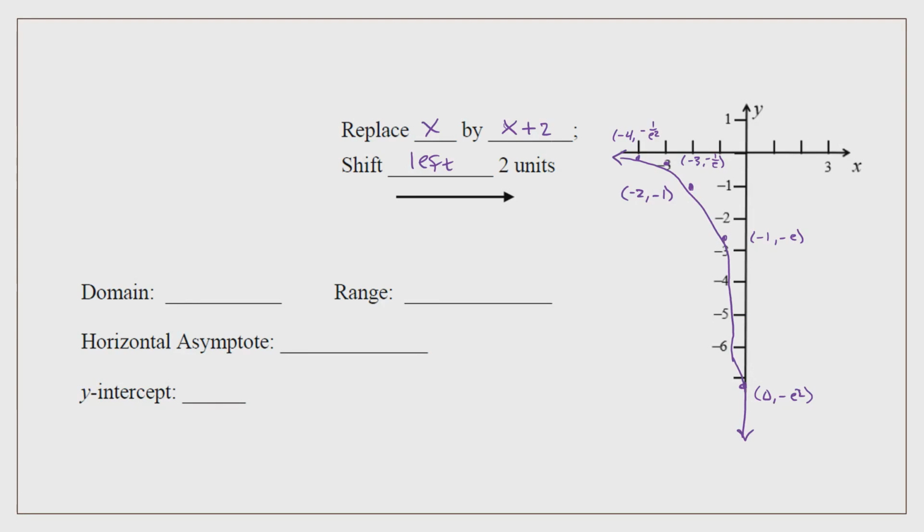But it's okay. We know the idea of the graph. So our domain here is negative infinity to infinity. Our range is negative infinity to 0. And our horizontal asymptote is still y equals 0. And our y-intercept is going to be negative e squared. Yeah, that's right here. That's our y-intercept.